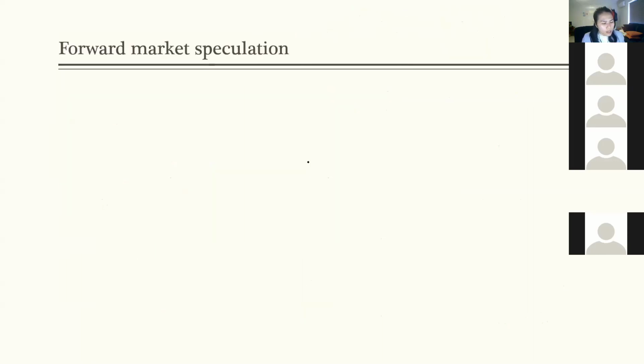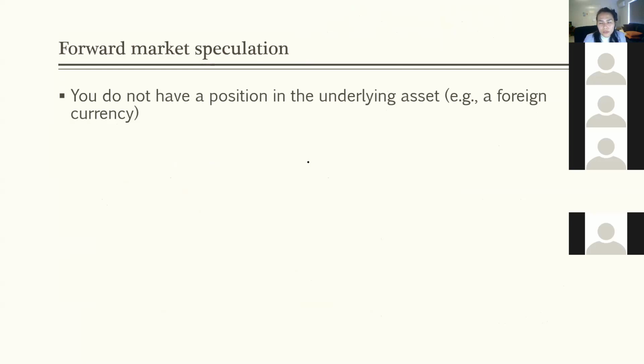All right, let's talk about speculation and then we can take a short break. As we were mentioning before, with forward contracts, you can either hedge or you can speculate. The main difference between speculation and a hedging strategy is that with hedging, you start with an underlying position and you try to offset exchange rate risk with that underlying position.